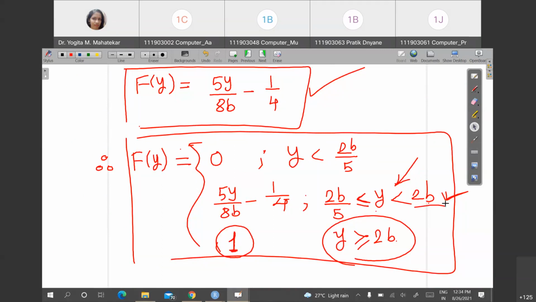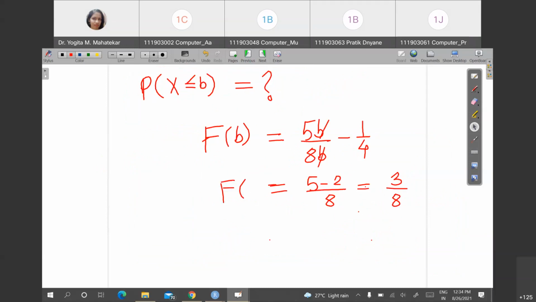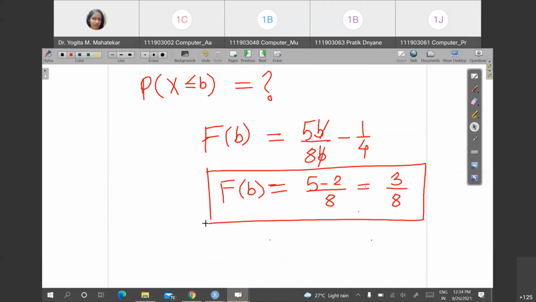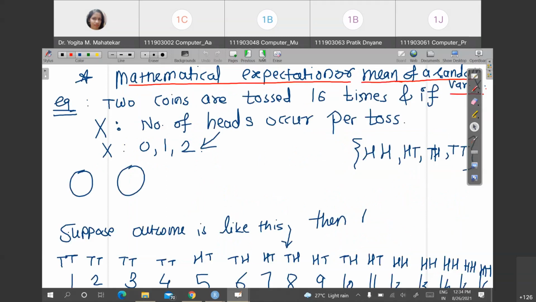So you just replace y by B, so it will be 5B upon 8B minus 1 by 4. BB will get cancelled, and it is (5 minus 2) by 8, which is 3 upon 8. So this is the cumulative probability at B. This completes the concept of cumulative distribution for a continuous function.